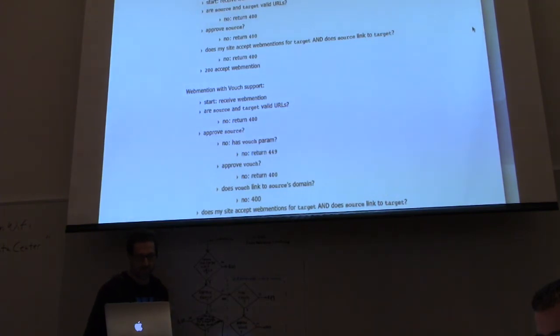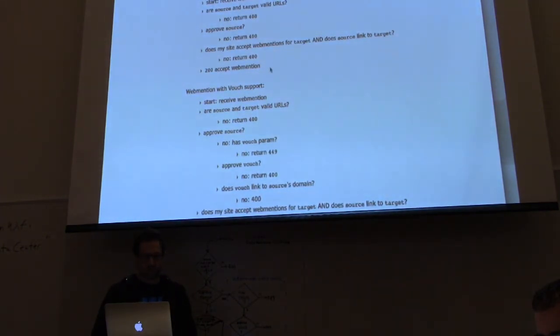If you only support Webmention, this is the basic steps for supporting it. And these are the things, the code you have to write. Receive it: are the source and target valid URLs? No, return 400, otherwise continue. Do you approve the source? And this is the key piece that I realized had to be added. There's this notion of an approve function for a URL.